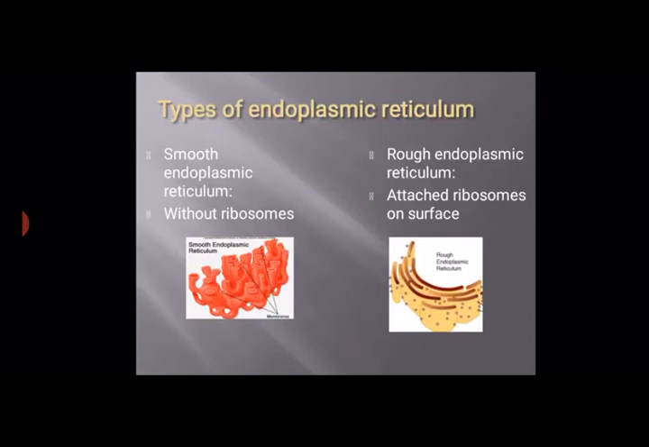One is smooth endoplasmic reticulum, another is rough endoplasmic reticulum. Smooth endoplasmic reticulum, as you can see in the diagram on the left side, is without ribosomes, with a plain smooth surface. While the rough endoplasmic reticulum, in the diagram on the right side, shows some granular structures called ribosomes on its surface.